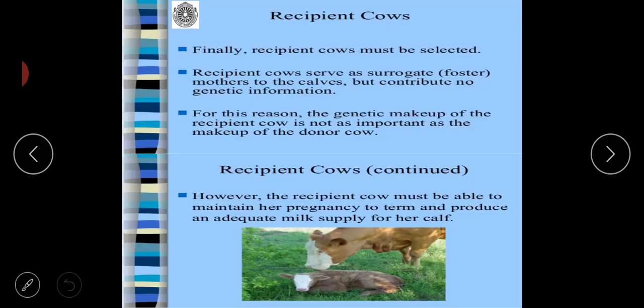Recipient cows. Finally, recipient cows must be selected. Recipient cows serve as surrogate or foster mothers to the calves but contribute no genetic information. That means they just carry the embryo of a donor cow. For this reason, the genetic makeup of the recipient cow is not as important as the makeup of the donor cow. However, the recipient cow must be able to maintain her pregnancy to term and produce an adequate milk supply for her calf.